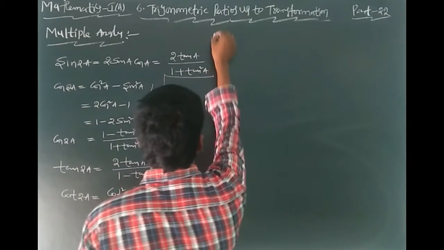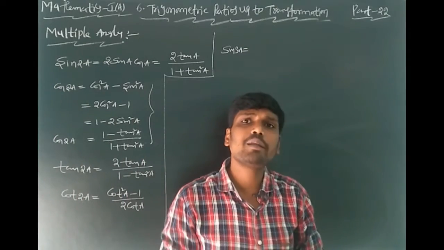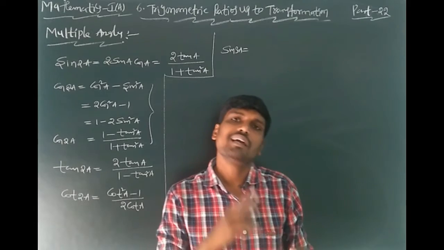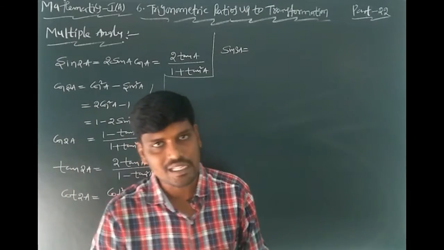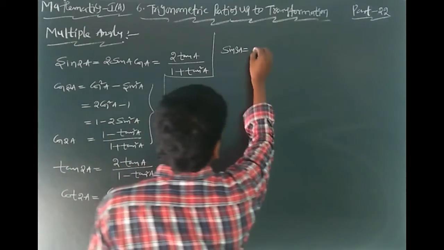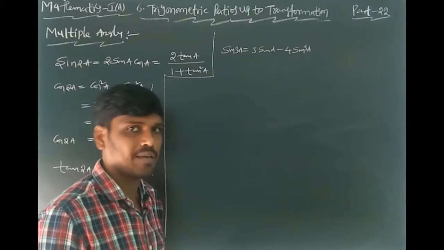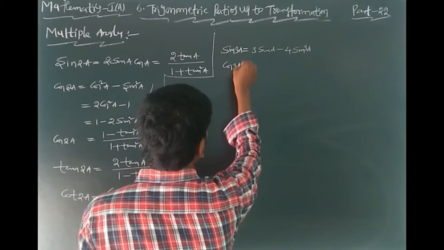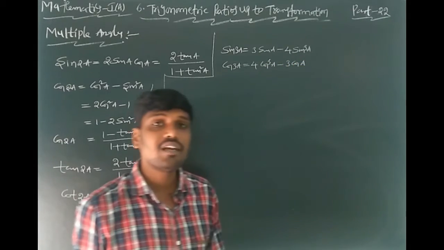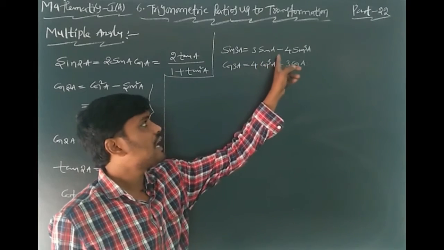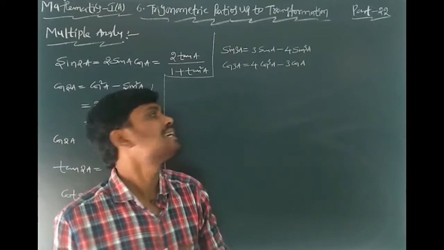Next, sin 3a. What is the formula of sin 3a? This is a multiple angle of a. What are the multiple angles of a? A, 2a, 3a, 4a, 5a, 6a, 10a, 100a. These are all the multiple angles. That's why the sin 3a formula is 3 sin a minus 4 sin cube a. After that goes to cos 3a. Cos 3a formula is 4 cos cube a minus 3 cos a.